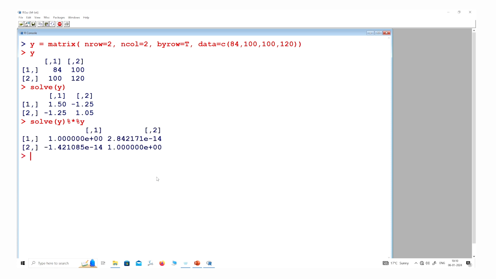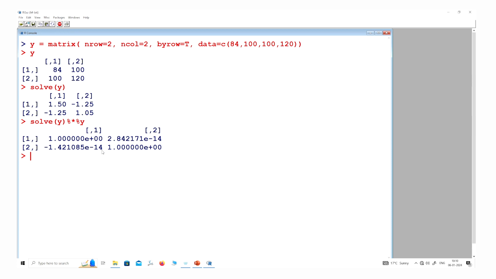And if I try to multiply solve Y with Y, what is this thing? You know that A inverse A, if A is a matrix, is an identity matrix, but definitely it is not coming out to be exactly 1 or exactly 0, because there is a reason: this R software uses different types of algorithms to find the inverse of matrices. Usually I am giving you the example of 2 by 2, but sometimes the matrix order may be very high.